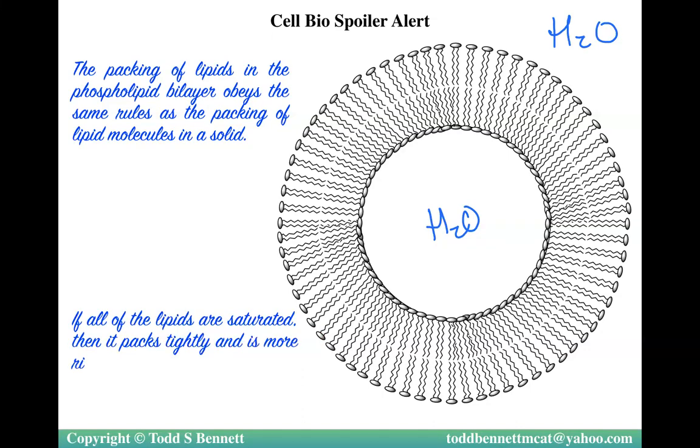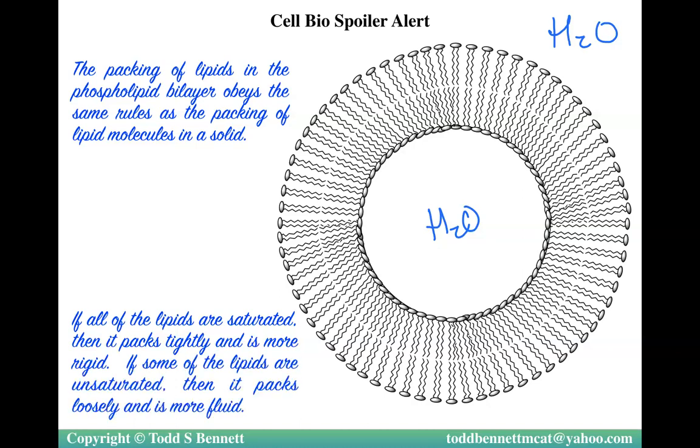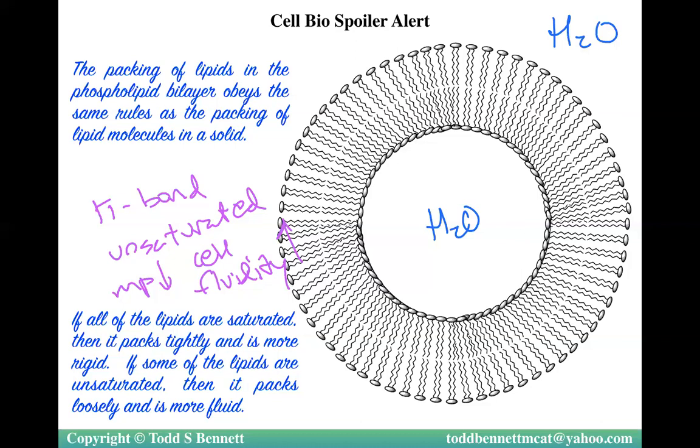So if all lipids are saturated, it's going to pack really tightly and be more rigid. If all of them are unsaturated, it packs loosely and is going to be more fluid. So again, pi bonds, unsaturated, melting point goes down, cell fluidity goes up. That's a connection. So you are learning your cell bio and your OChem simultaneously. Exact same reasoning behind both.